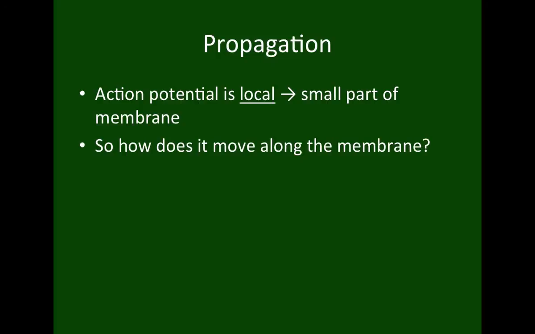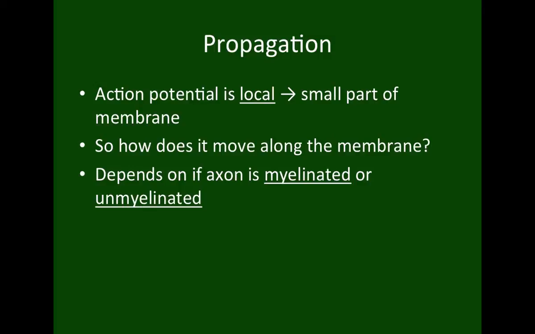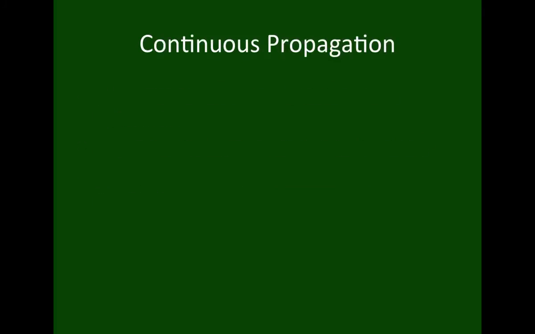Well, there's a couple of different ways that this can actually move, and it's going to depend on a special feature of the neuron, of the axon itself. It depends on if the axon is myelinated or unmyelinated. So the first type of propagation we are going to look at is continuous propagation. Continuous propagation takes place on unmyelinated axons. So these are axons that lack the coverage with oligodendrocytes or with Schwann cells.